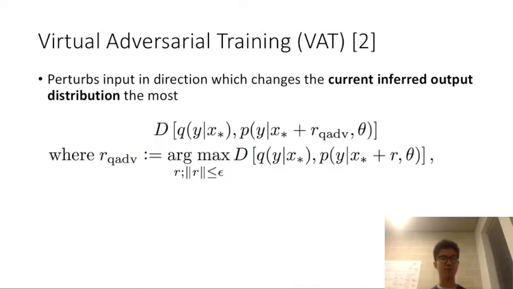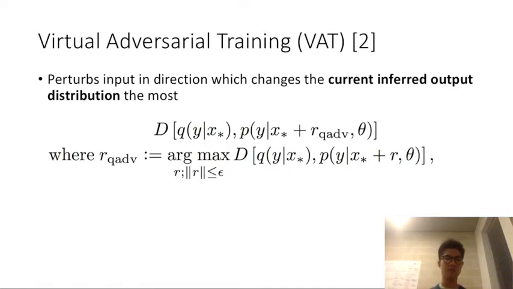This is the classic form of the adversarial training objective function, where D is some measure of the divergence between distributions. Q is the true output distribution, and in the supervised case, people typically use a one-hot vector for the label. X star in the context of semi-supervised learning is both labeled and unlabeled data. R here is a vector, and the interpretation of R is a direction which changes the output distribution the most. For VAT, they use the KL divergence for D.